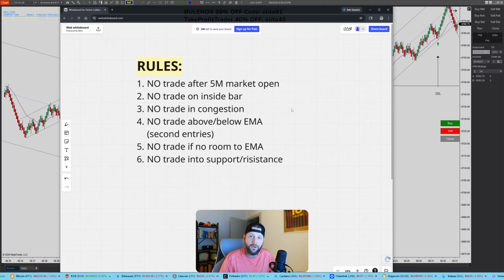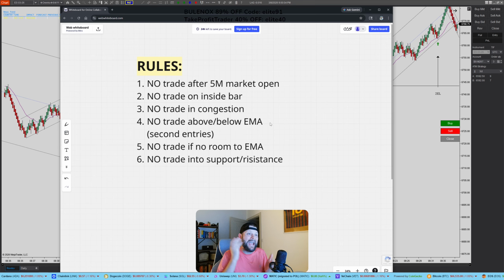So if the trade setup is below the EMA, and this is specifically for second entries, triple tests and lower highs, higher lows are a little bit different, okay? But this is specific to the second entries. The second entry, for example, if I'm looking for a second entry long, it has to close above the EMA. It's a requirement. I don't care if it's below the EMA and all that good stuff.